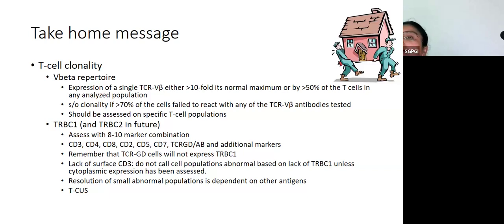Remember that for TCR gamma delta positive cells, you should not look at TRBC1 antibody. And when you don't have surface CD3 expression, at that time, you cannot call a population as abnormal based on the lack of TRBC1 alone. Why? Because when the T cell receptor is expressed on the surface, CD3 has to be positive. So if CD3 is not positive on the surface, then you have to use a cytoplasmic step to ensure that you're able to detect what you want to detect. And the resolution of small abnormal populations will always be dependent on the other antigens. And remember the concept of T cell clone of uncertain significance.